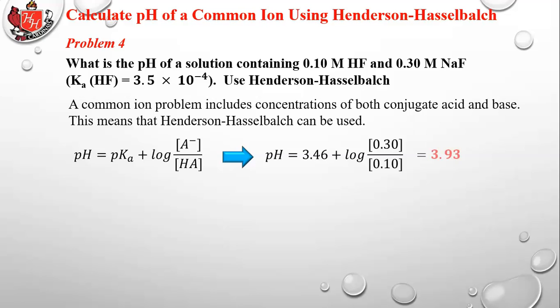So now you just go ahead and solve for this, and you get 3.93, the same thing we got on the last problem. Again, it's just two different ways of doing the same thing. Henderson Hasselbalch is much shorter and easier, but you do have to have some of both the weak acid and the conjugate weak base. If you don't have both, you can't use Henderson Hasselbalch. You can, however, use the weak acid equation or the weak base equation, depending on which one you have.